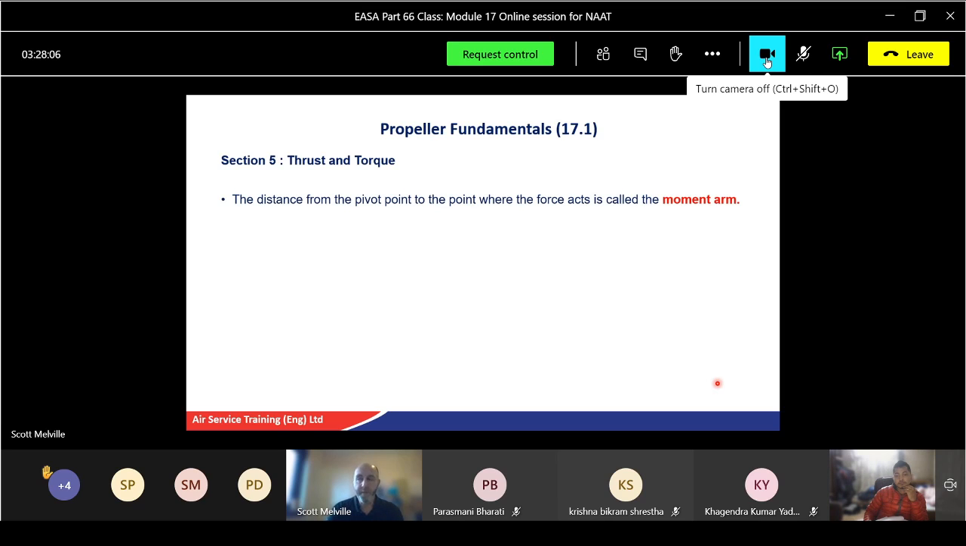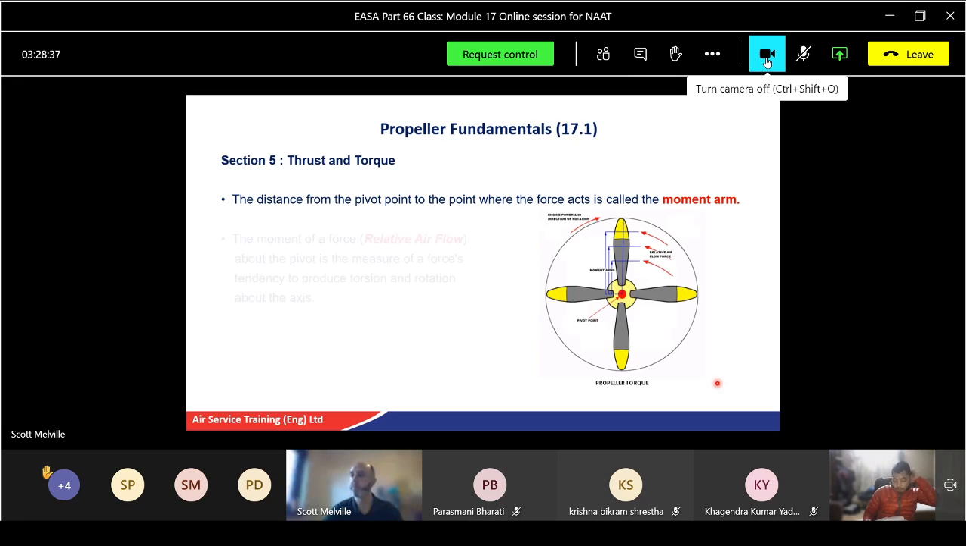Now, the distance from the pivot point to the point where the force acts, we call that the moment arm. Going back to module 2 in physics, we're talking about turning moments, counterclockwise and clockwise. Well, the moment arm is the pivot point. Same sort of thing with torque: when you use a torque wrench to tighten a bolt down, your pivot point, sometimes called the fulcrum, is that point where you're turning your torque wrench on your bolt. Okay, same thing for a propeller.